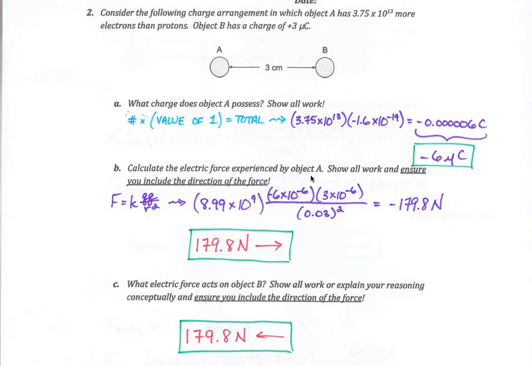So if A is being attracted by B, that means A is being pulled to the right. So I erase the negative and I simply write 179.8 newtons directed to the right because that is the direction that B is pulling A.